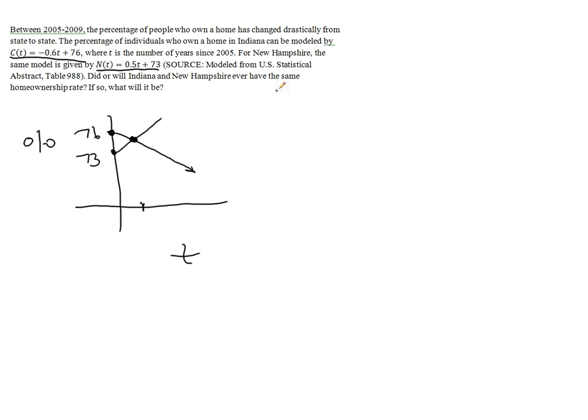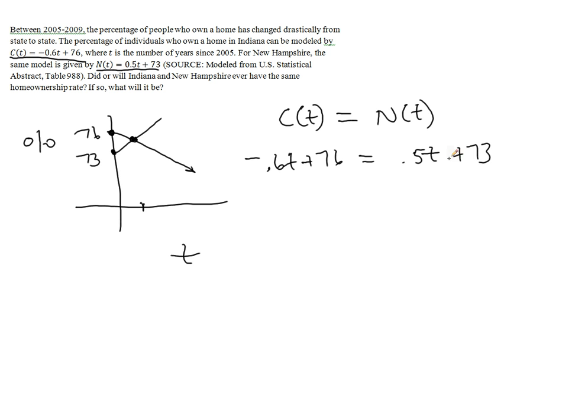So when will this be? We want to know when the percentage for Indiana is equal to the homeownership percentage for New Hampshire. What that really means is that Indiana can be found by taking negative 0.6t plus 76, and New Hampshire can be found by taking 0.5t plus 73.